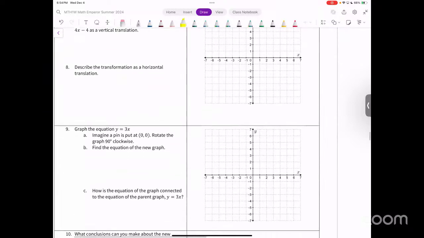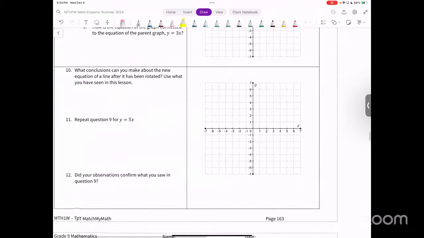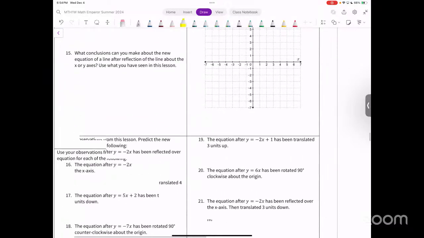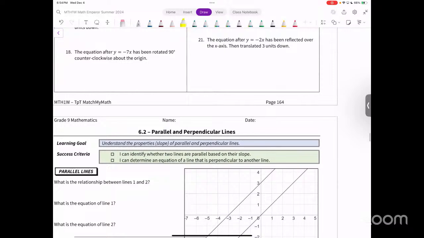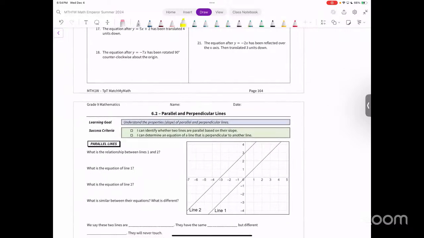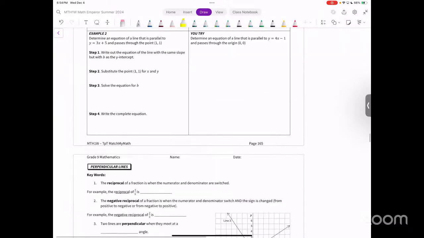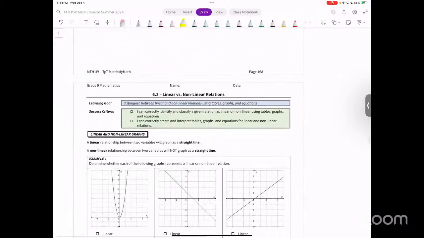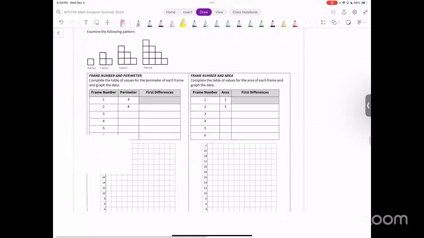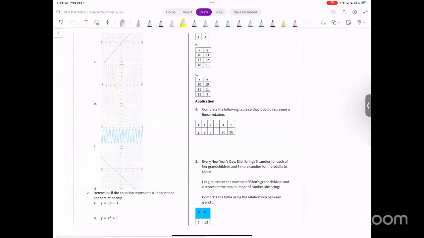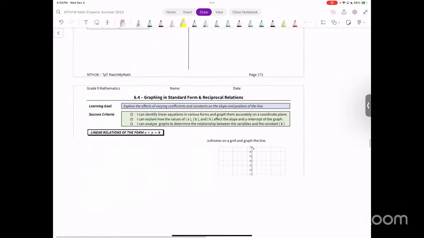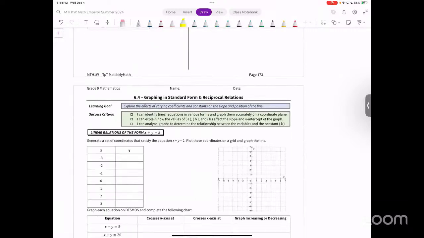Now going back to specific questions. I really want to go back to my parallel and perpendicular lines. I don't need a handout. I'm just going to go back to parallel and perpendicular lines, linear versus nonlinear relations, and there's an exercise here: graphing standard form and reciprocal relation.